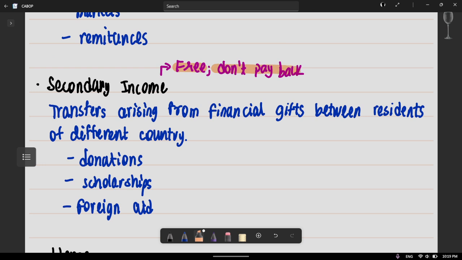Coming to secondary income, it is free. It's something that you do not pay back. So something like gifts. These are transfers arriving from financial gifts between residents of different countries. Let's say, for example, there's a flood in a random country, let's say Ghana, and India sends financial aid or maybe medical equipment as a gift, then that becomes the secondary income of Ghana. So that's importing of those goods. These include donations, scholarships, and foreign aid. We have more. We have payments of pensions to retired people now based in overseas countries, etc.